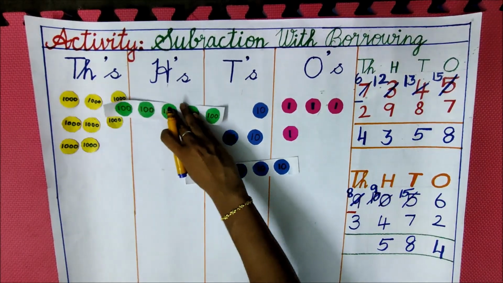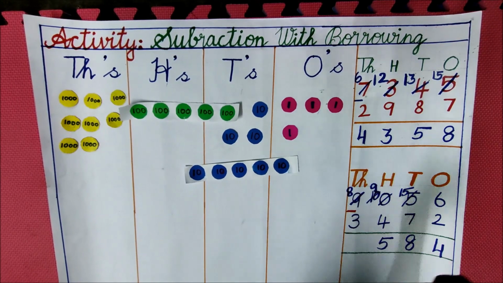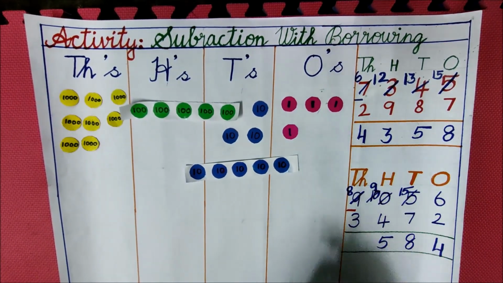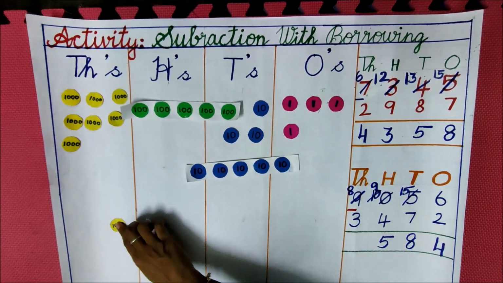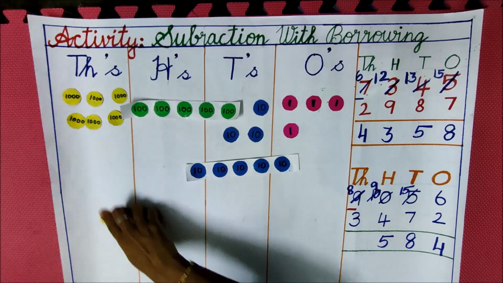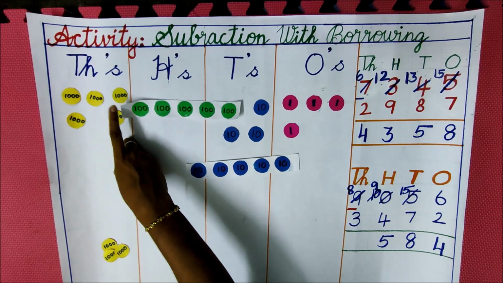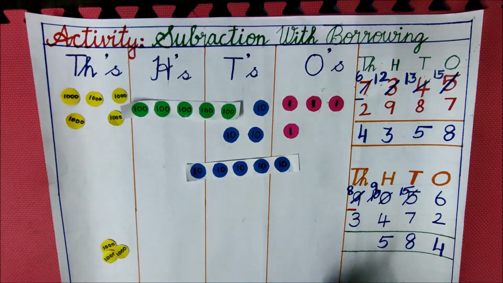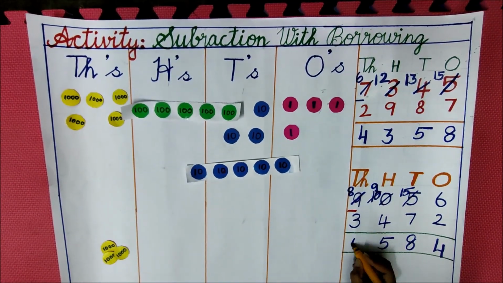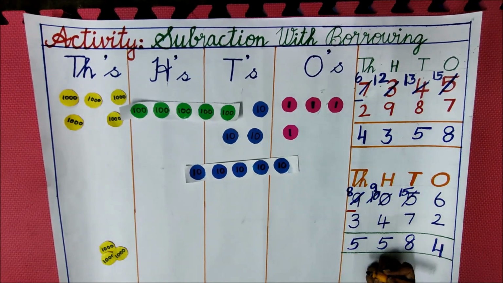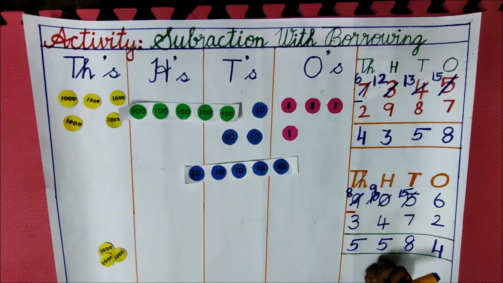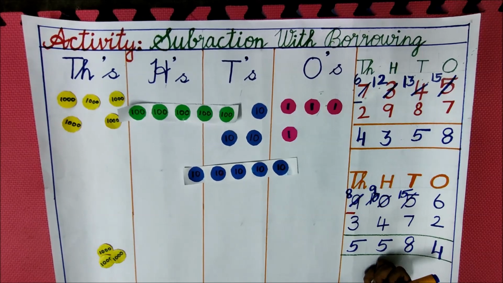Next, here we have 8. So 8 minus 3. Out of 8, I am going to take out 3. 1, 2, 3. How much is remaining? 1, 2, 3, 4, 5. Okay, so 8 minus 3 is 5. Okay, children, have you understood how to borrow from the next number?